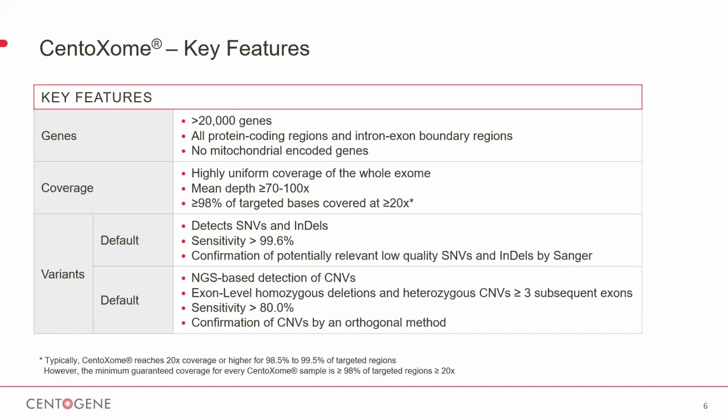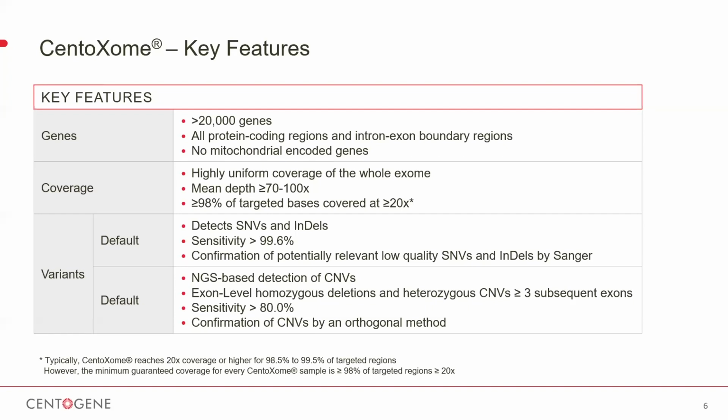So we're starting with the features of our CentoXome. Our CentoXome covers more than 20,000 genes, including the coding regions and the splicing sites, without including the mitochondrial genome. We ensure highly uniform coverage and depth reaching 100x. This is a very important technical point for copy number variant detection in particular, which requires uniform coverage and high depth to differentiate between false and true calls.